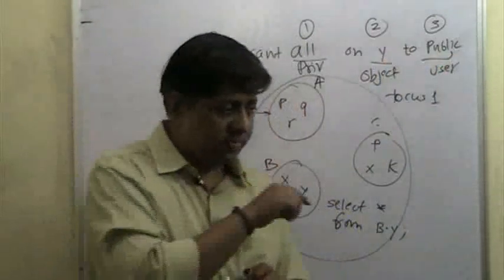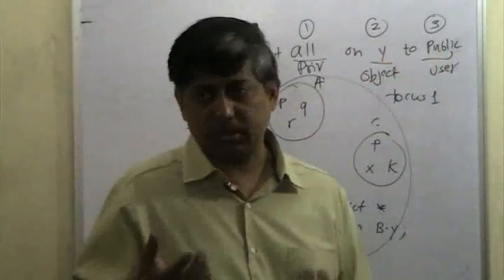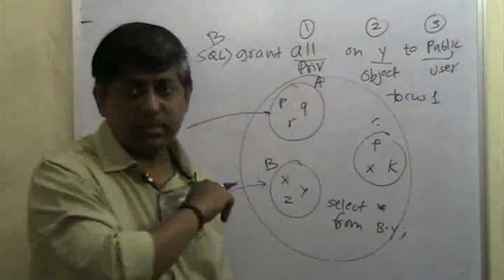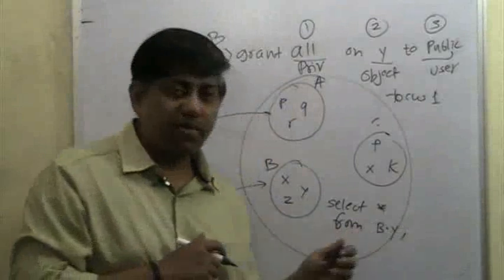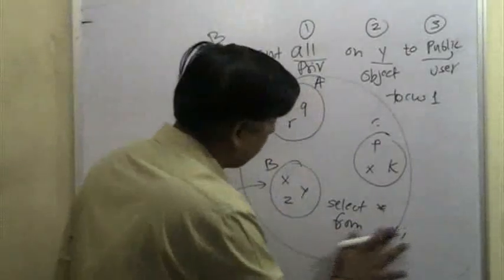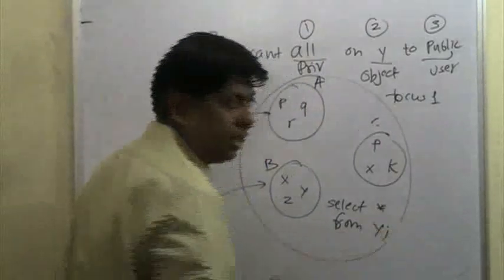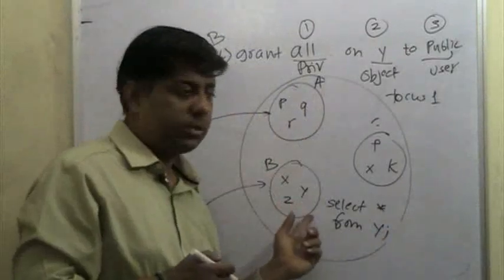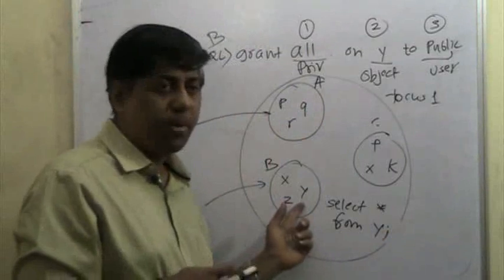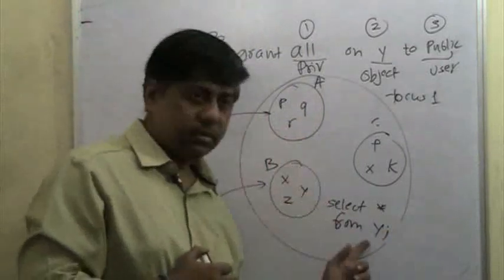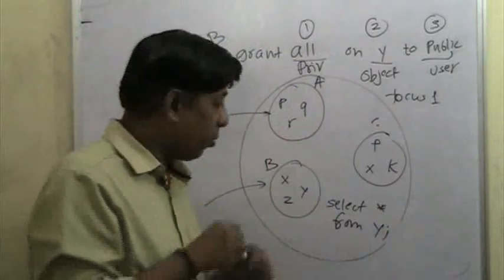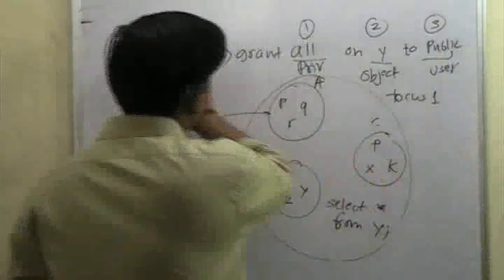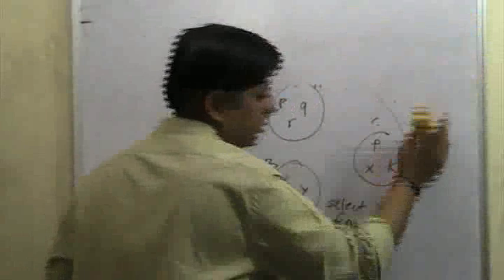Now I will just deviate from our security and talk about synonyms. I think we have talked about synonyms. User A is very lazy. He doesn't like to type B.Y every time. He would like to say, no, I would like to just type select star from Y. But the Y table does not belong to him. It actually is owned by owner B. Can user A say this? The answer is yes, provided he creates a synonym. And now how do we create a synonym?